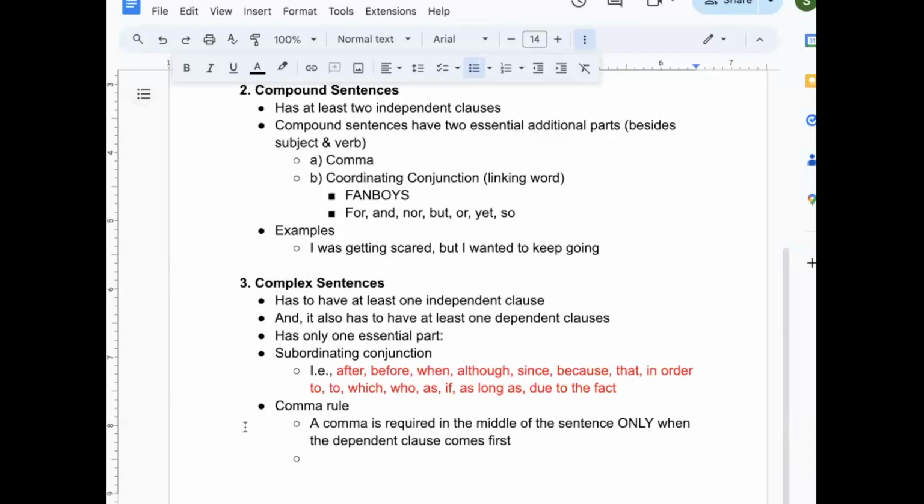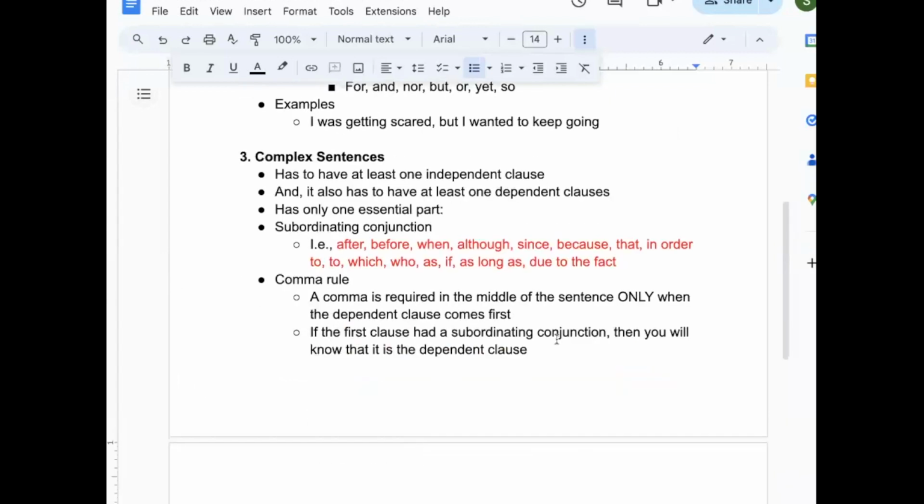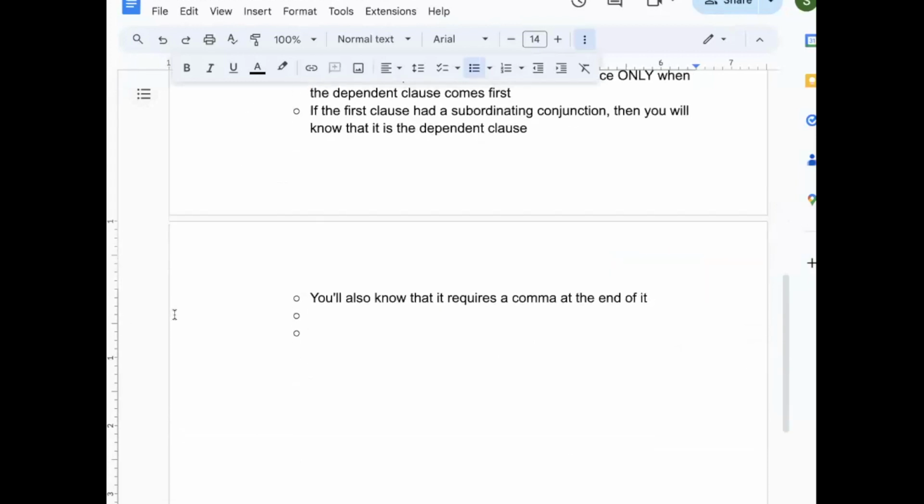Okay. So if the first clause has a subordinating conjunction, so if the first clause has one of these, then you will know that it is the dependent clause. Okay. You'll also know that it requires a comma at the end of it. So when you see that clause, because of the subordinate conjunction, you'll know that it requires a comma at the end of it.